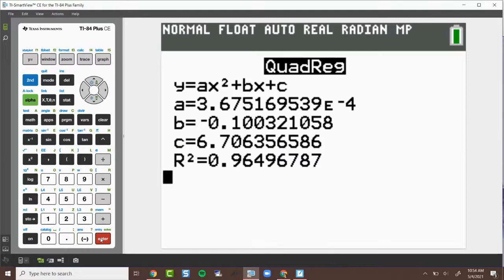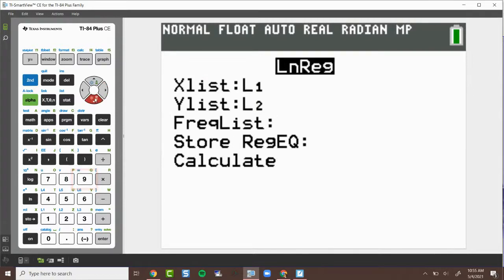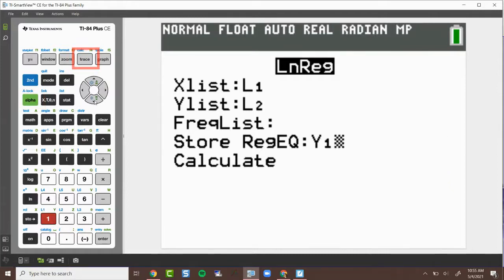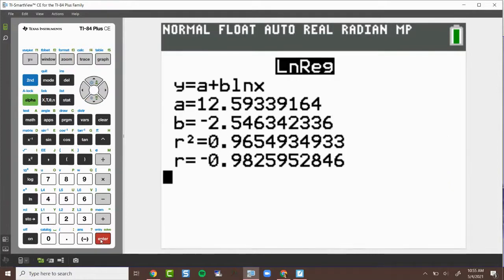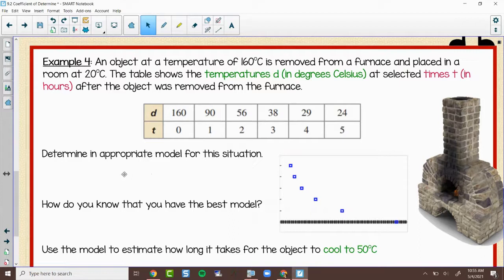Man, that quadratic looks really good. It looks like it's a great fit. But is it the best fit? Maybe let's try a natural log, option 9. So list 1, list 2. I'm going to store this one because I'm curious what it's going to look like with my points. I'm going to hit calculate. And would you look at that, r squared, 0.96549. So you can see that our natural log is actually a better prediction. It is slightly higher. So on this one, our natural log is going to be the best fit.